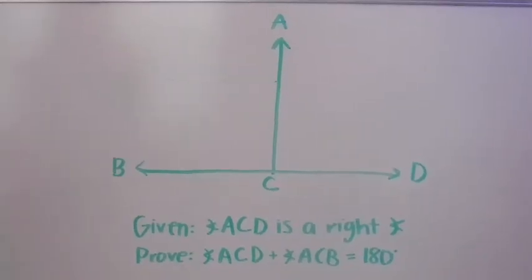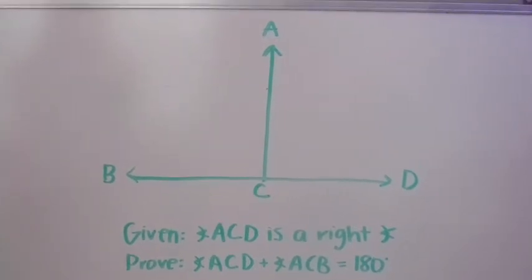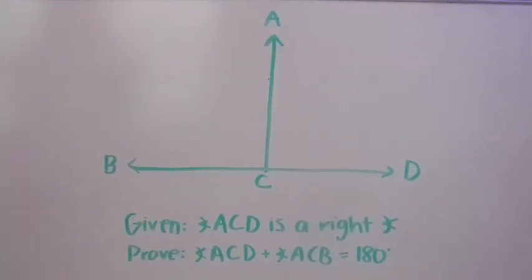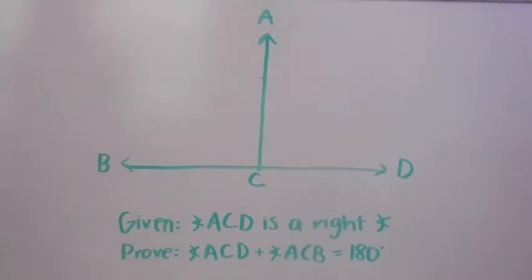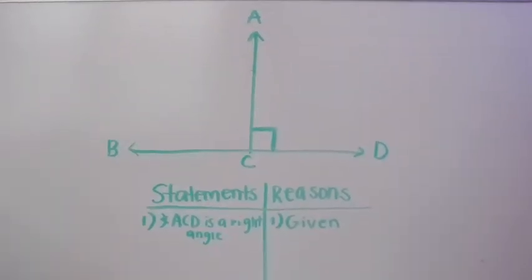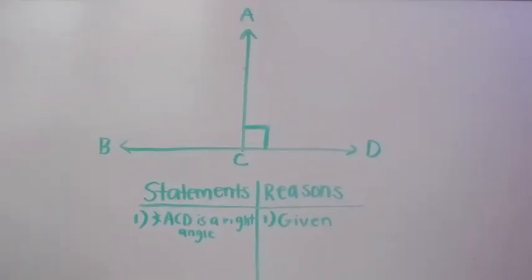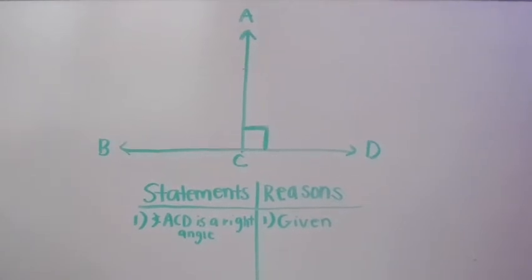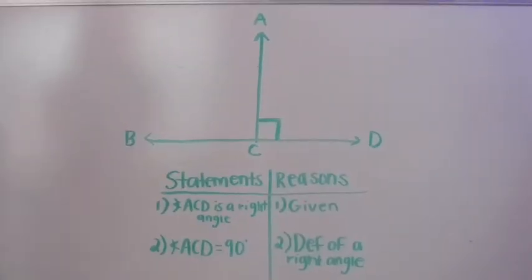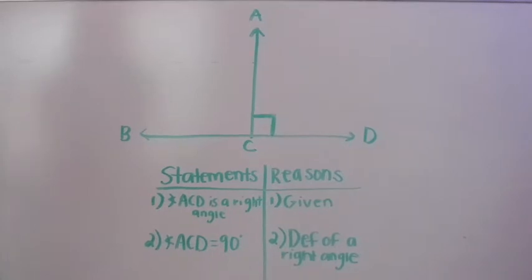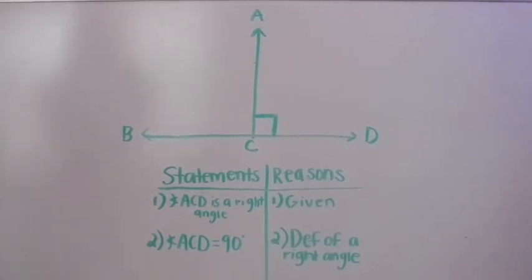Given: angle ACD is a right angle. Prove: angle ACD plus angle ACB equals 180 degrees. Step 1. Angle ACD is a right angle, and the reason is the given. Step 2. Angle ACD equals 90 degrees, and the reason is the definition of a right angle.